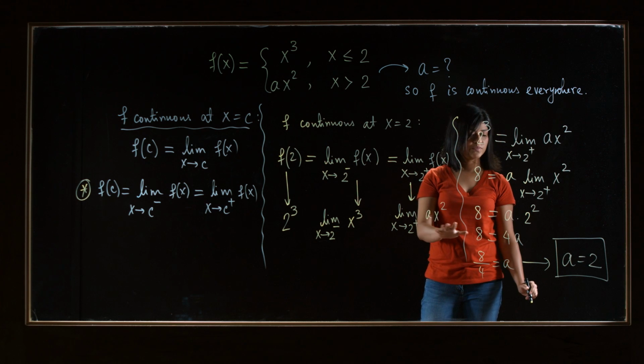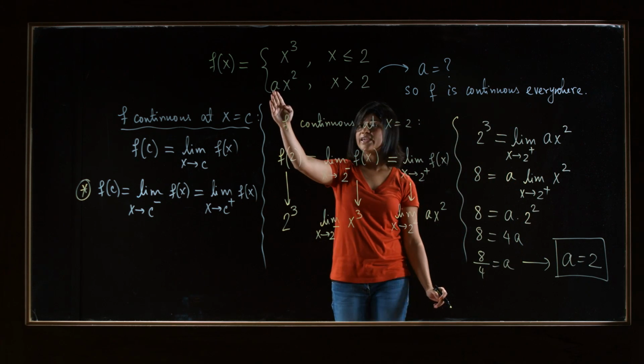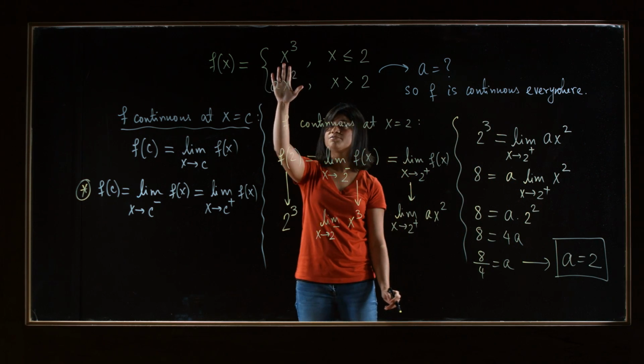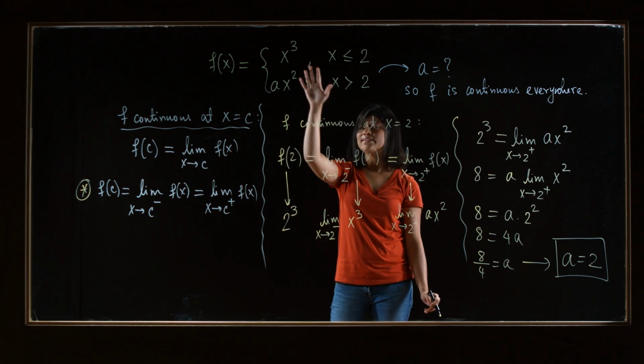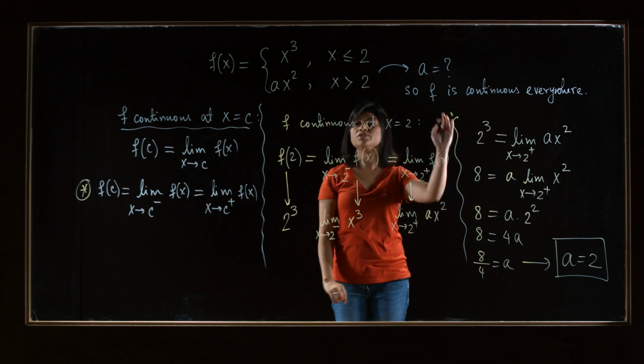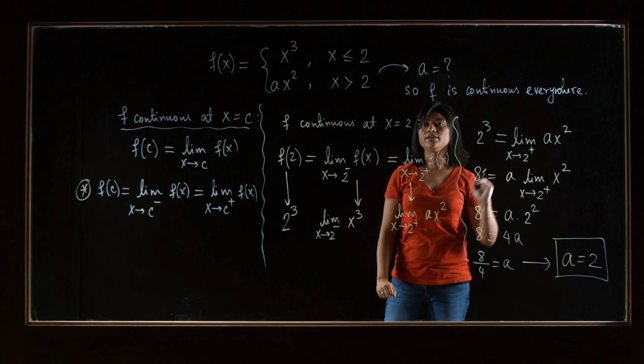So lastly, if we write down a equals 2, so the function is defined as 2x squared for x greater than 2, then this function will be continuous on the whole real line.